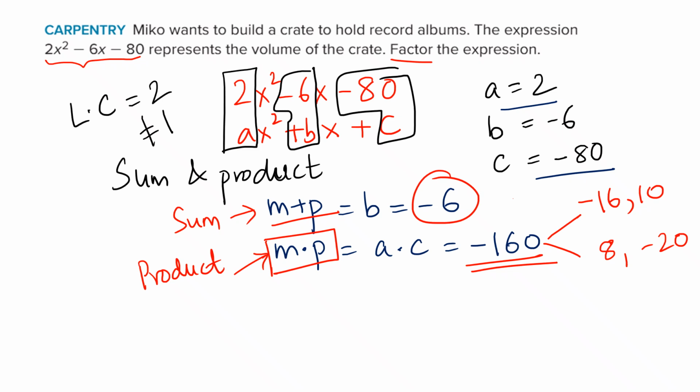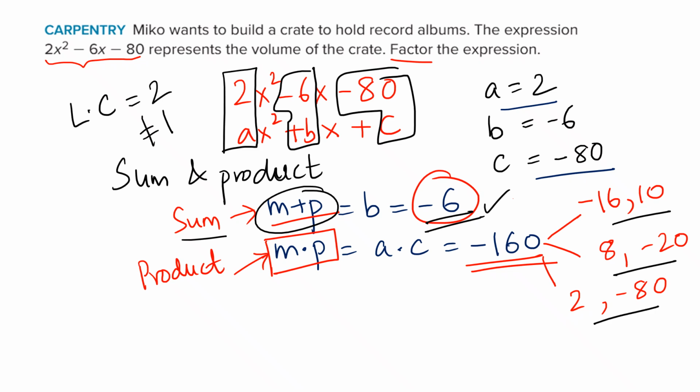So let's see which one is better. Apart from that, there are more options, definitely 2 with minus 80 and so on. There can be multiple factors, but mind you, we have to choose the one that works for us, in the sense that the sum is minus 6. So which one do you think? 1, 2, 3. Which option works?